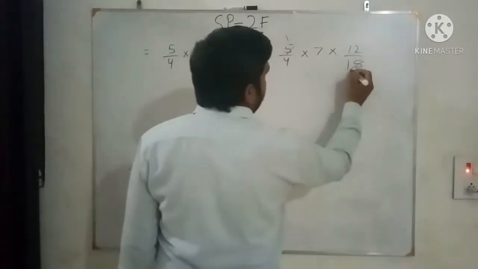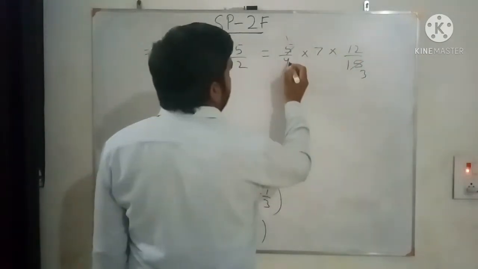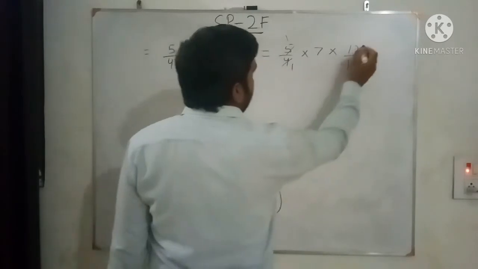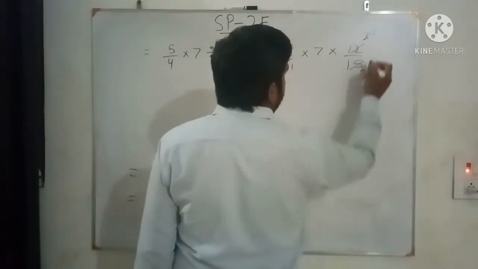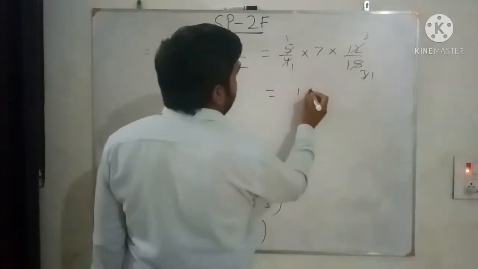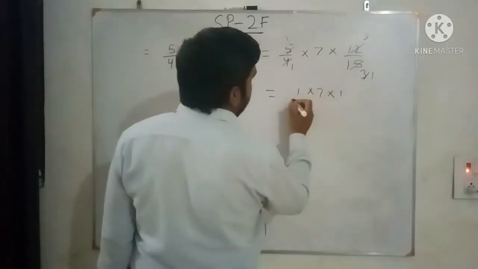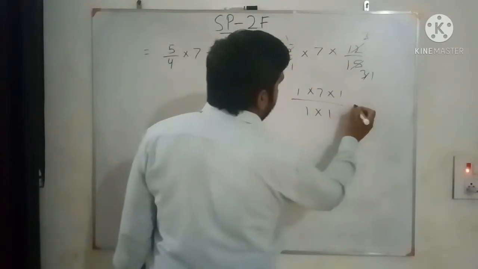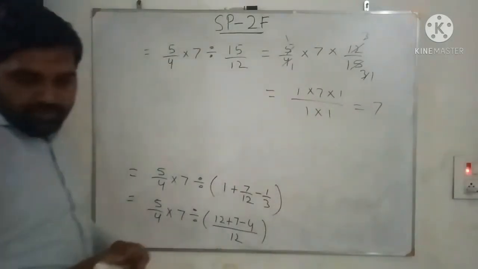5 1s are 5, 5 3s are 15. 4 1s are 4, 4 3s are 12. 3 1s are 3, 3 1s are 3, cancel. So what did you get as the answer? 1 multiply 7 multiply 1. Here 1 multiply 1, the answer will be 7. Okay.